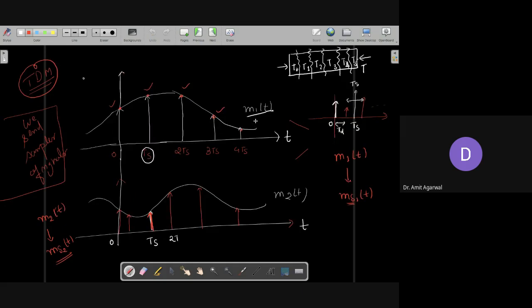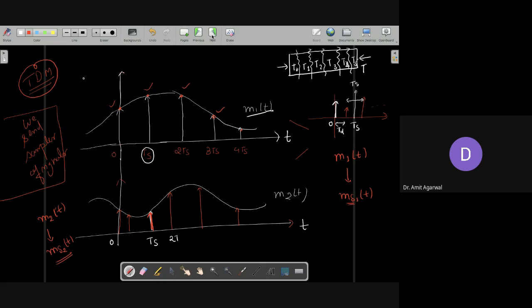Then you can argue, sir, are we losing something? Because you are just ignoring the values of your message signal M1T or M2T at these time instants. So the answer is if we intelligently sample our signal, then we will not lose anything.